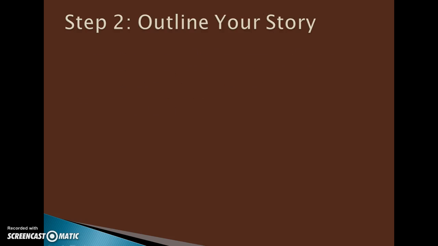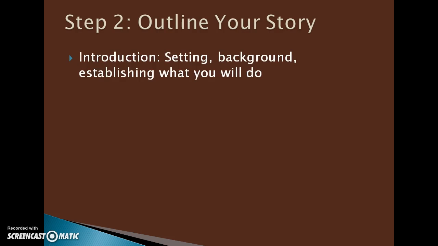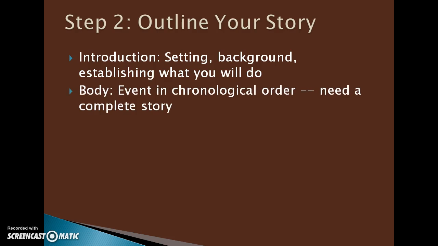The second step is to outline your story. You should start off in the introduction with the first 1 or 2 paragraphs setting up the story. This involves writing about the setting, the background, establishing dates and times, people, what you're going to do, and that sort of thing. The body of your essay should be the event itself in chronological order, preferably leading up to some sort of climactic moment, just as you would do in a story.